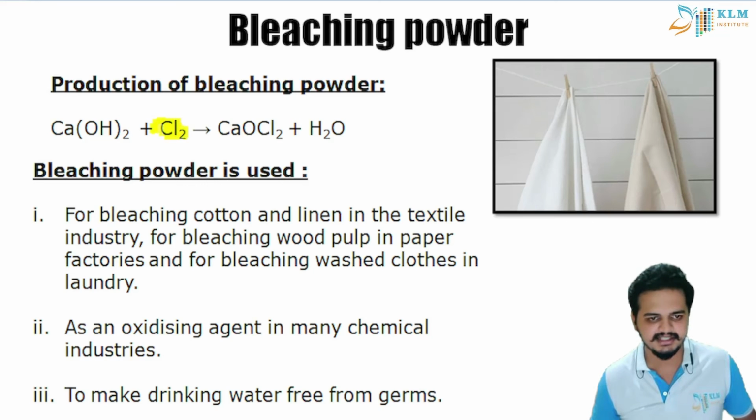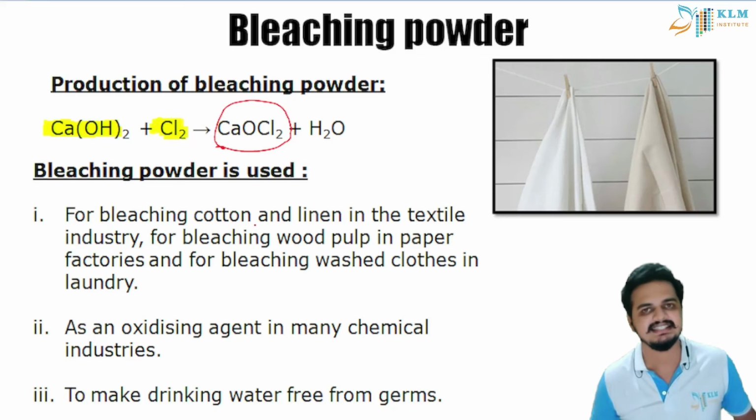You can see here Cl2 is used in this process with the calcium hydroxide. We are reacting Cl2 with calcium hydroxide, and we are getting something known as bleaching powder. The chemical formula for bleaching powder is CaOCl2 and water. So you should already know the uses of bleaching powder.